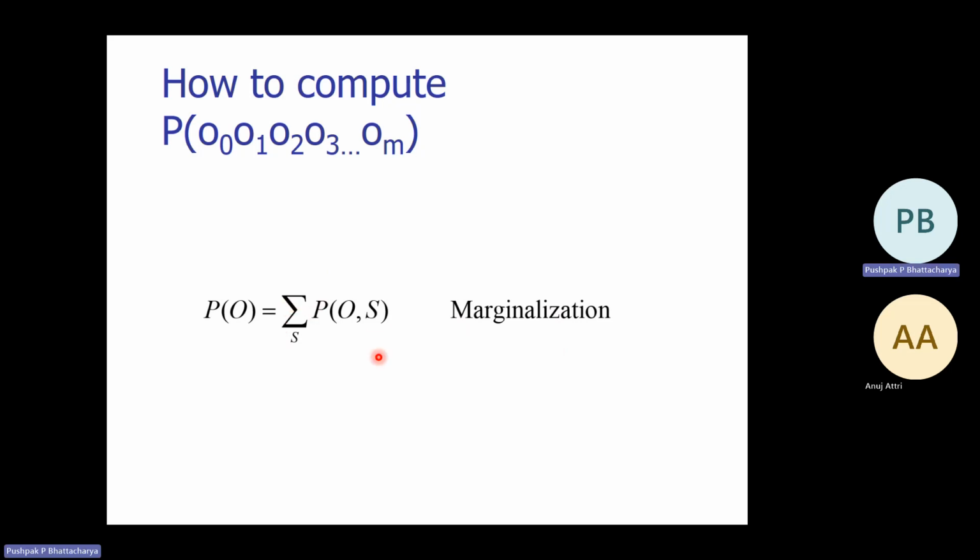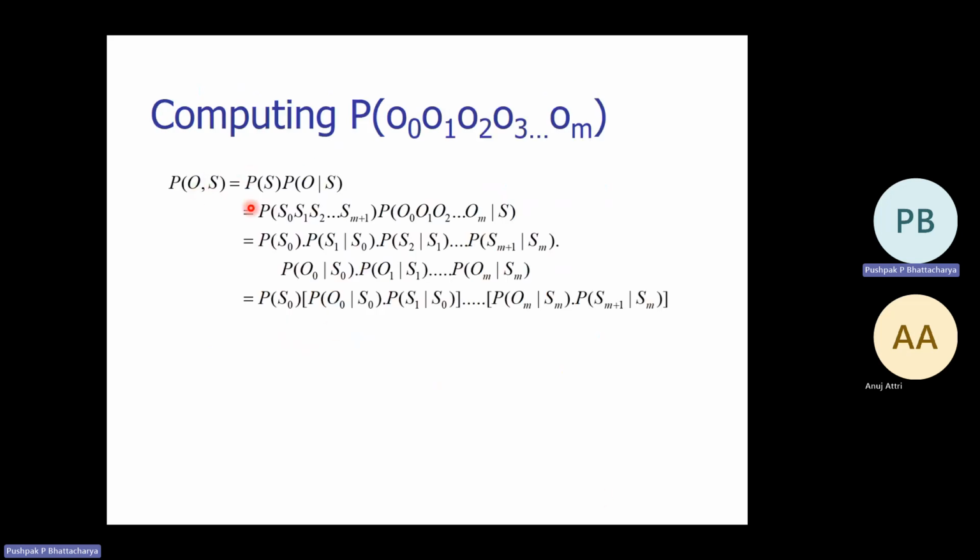For any probability, you can always introduce another random variable, provided that random variable takes all possible values from its own domain. So P(O), the probability of the observation sequence, is the sum over S of P(O, S). S is the random variable for the state. If S takes all possible values of the states, then this formula is valid because of the law of marginalization. So the joint probability P(O, S) is P(S) into P(O given S). This can be easily processed by the Markov assumption.